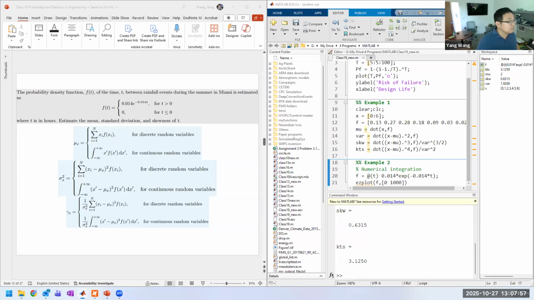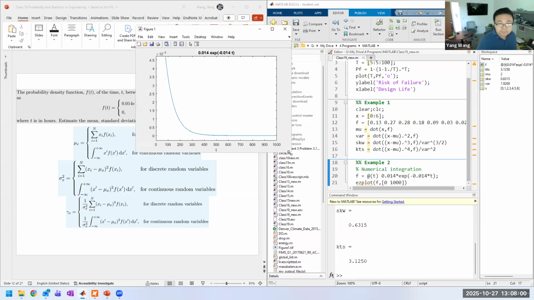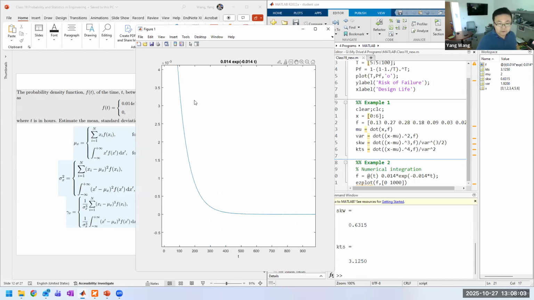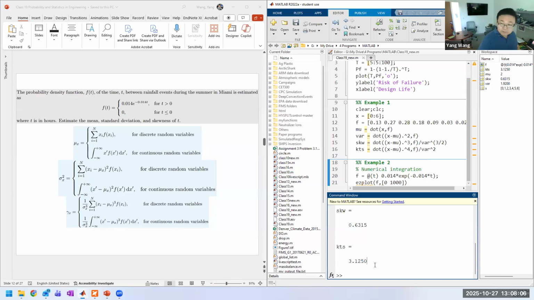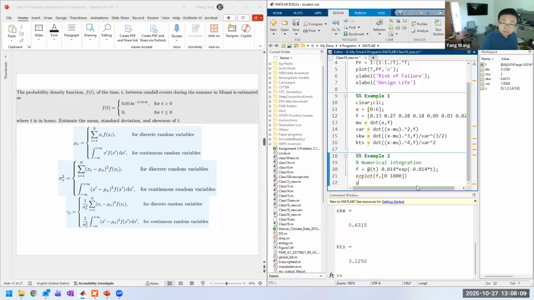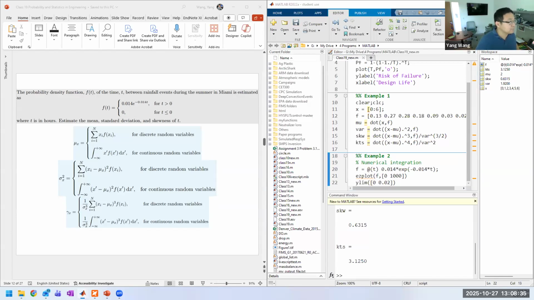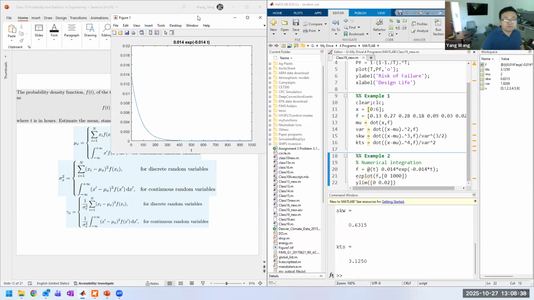Right, so this is how the function looks like. And of course, we can also change the y limit. When time is equal to 0, this is the f function, so this is going to be 0.014. So let's do 0.02. Okay. So this is how the probability function looks like.